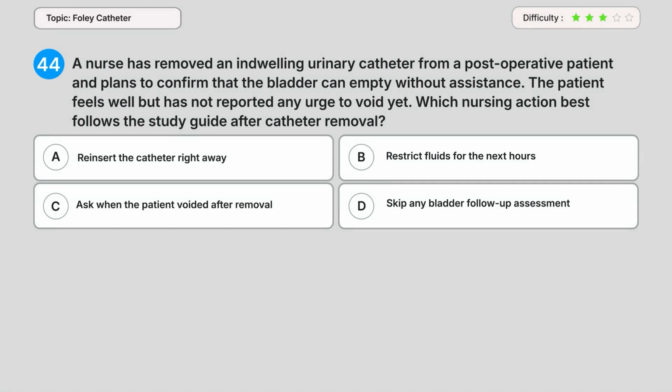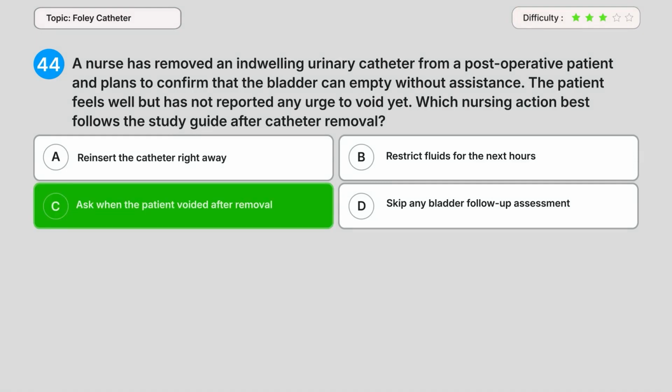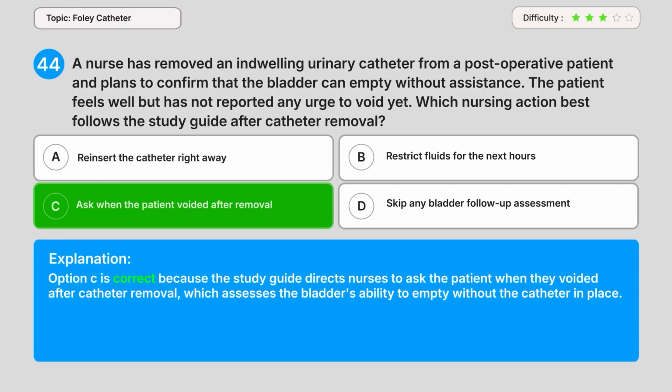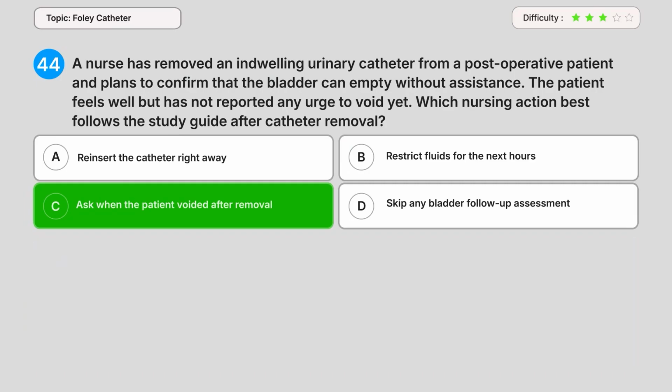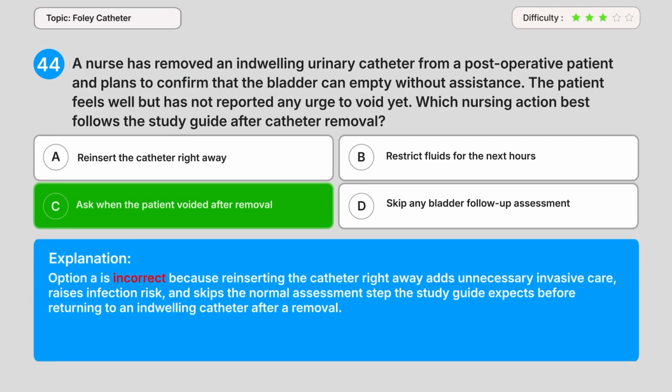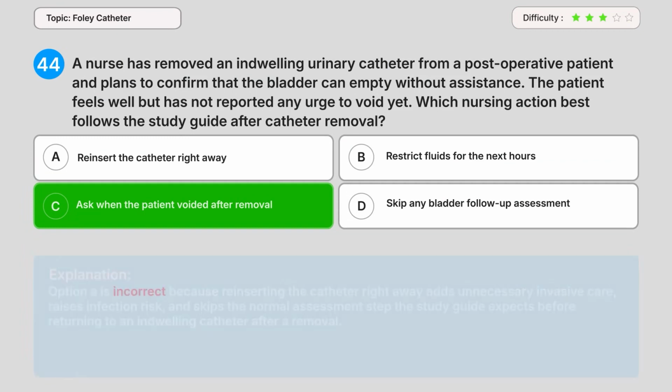Correct answer. C. Ask when the patient voided after removal. Option C is correct, because the study guide directs nurses to ask the patient when they voided after catheter removal, which assesses the bladder's ability to empty without the catheter in place. Option A is incorrect, because reinserting the catheter right away adds unnecessary invasive care, raises infection risk, and skips the normal assessment step the study guide expects before returning to an indwelling catheter after a removal.